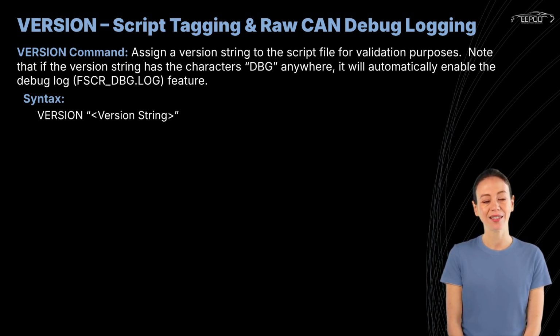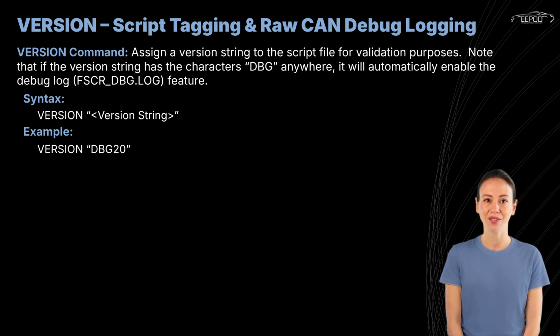What this does: it assigns a version tag to your script for tracking, and enables generation of a debug log file named FSCR_dbg.log. The number after dbg, like dbg12, controls the maximum number of data bytes logged per CAN message. Check out the example. Since the number after dbg is 20, the debug log will log up to 20 message data bytes. Once logging is enabled, FSCRIPT captures every CAN transaction, whether it's from your script or an ECU response, and logs it in a channel-accurate, time-stamped format.